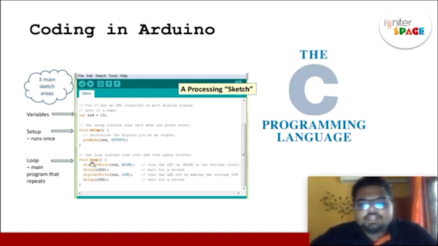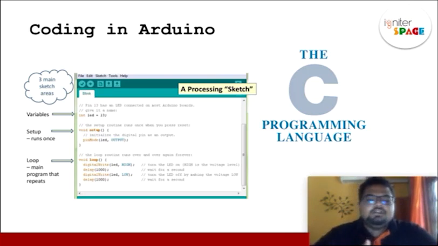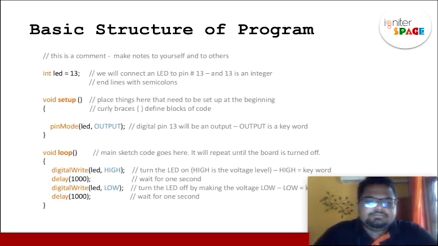The void loop, you know what a loop is, right? A loop is something that is going on and on and on and never ending, right? So the void loop runs continuously without stopping forever and ever. So whatever is inside that will keep on repeating, right? I'll show you how we can put this to use. I'll show you this basic structure of a program, and I'll explain more when we actually write it in the Arduino sketch. So we have the first line, which is int LED = 13.